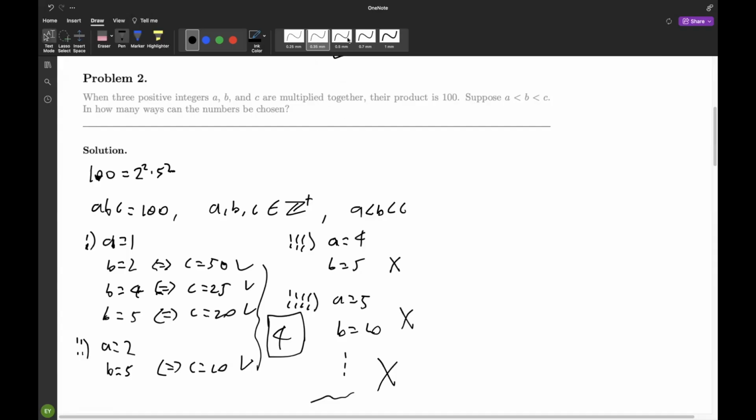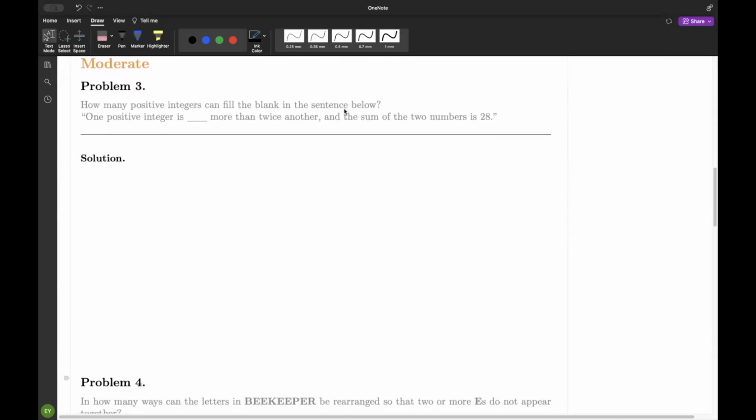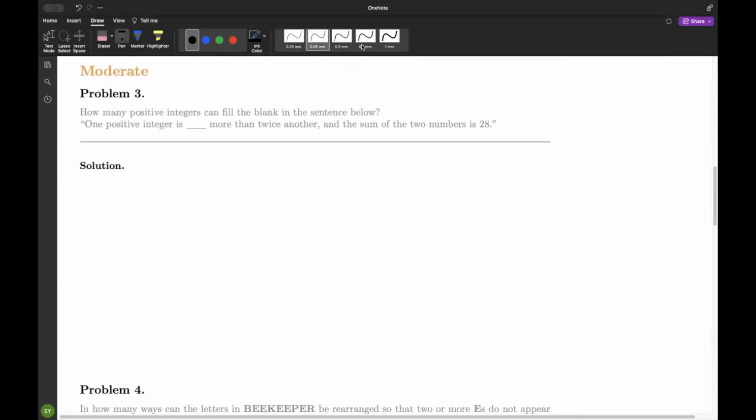Our next problem is number 3. Because we only have 6 problems today and not many of us joined here today, I think we might end this session early if we go through all 6 problems.